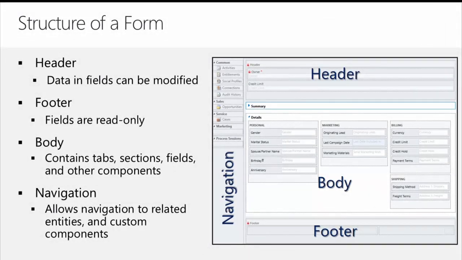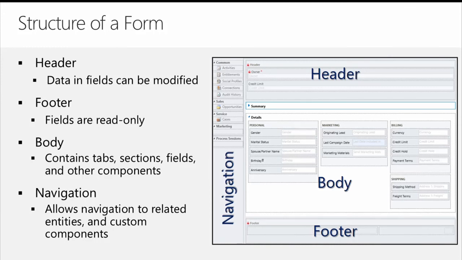When you go in and actually start designing your form, it's important to note that the form is really broken down into four sections. The first section, which you can see here on the screenshot, is the header. The header is really only going to be used for important fields. If you think about it in terms of the account entity, you're going to use things like credit limit, status, owner, things that you really want to have front and center, but you're not necessarily going to need on the body of the form.